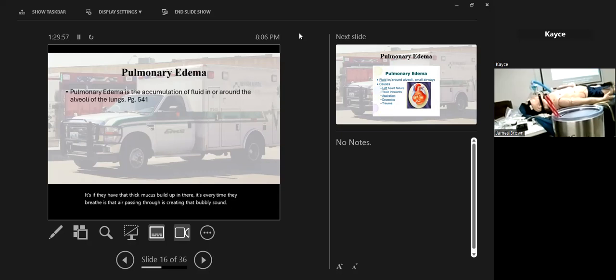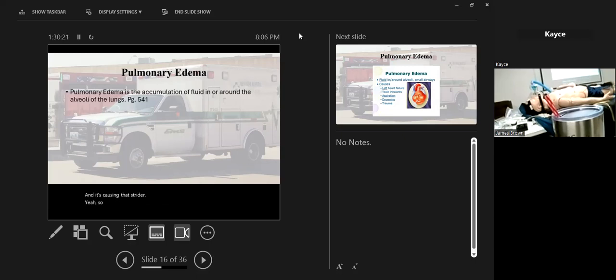Stridor is a high-pitched wheezing noise, heard on inspiration, and it is a sign of an upper airway restriction. So basically from back here up, there's something closing off the airway up here, and it's causing that stridor. Yeah, so those are the four biggest ones.